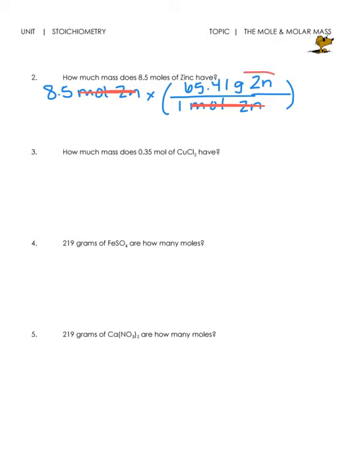I'm going to go ahead and circle my remaining units, which is grams of zinc. And then now we're going to carry out the calculation. So into my calculator, I'll put 8.5 times 65.41, and then divided by 1, which is just itself. So my answer comes out to be 555.985 grams of zinc.